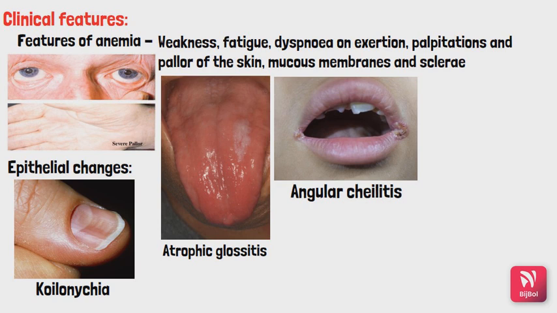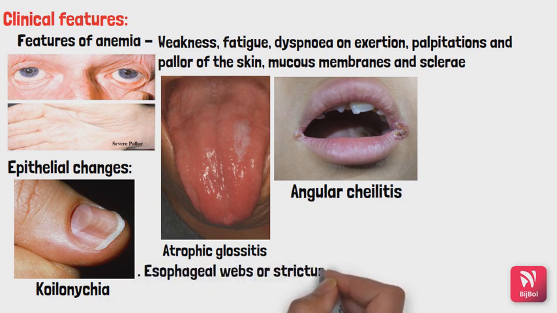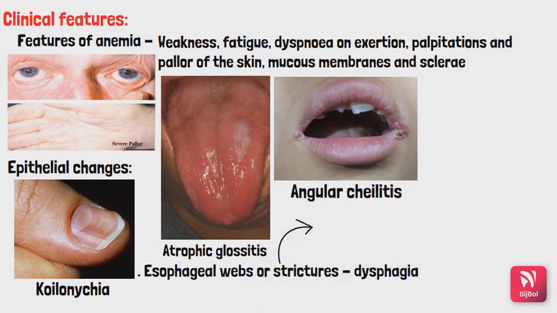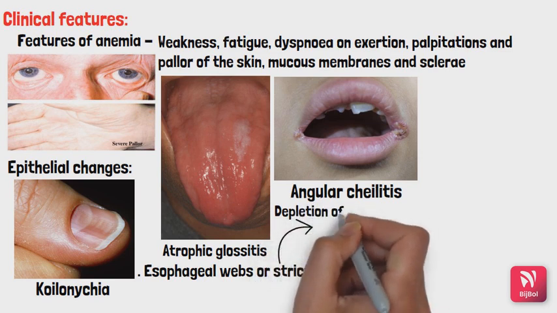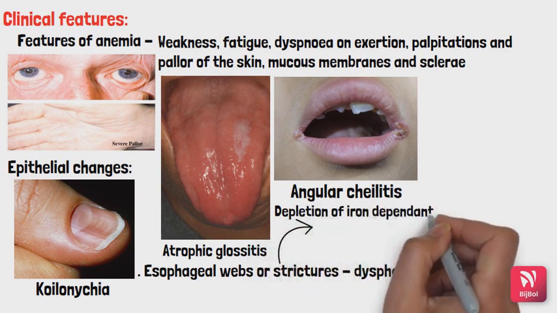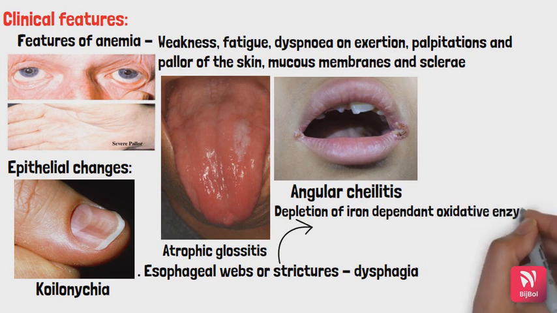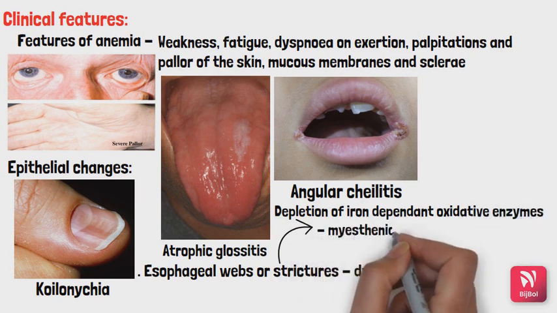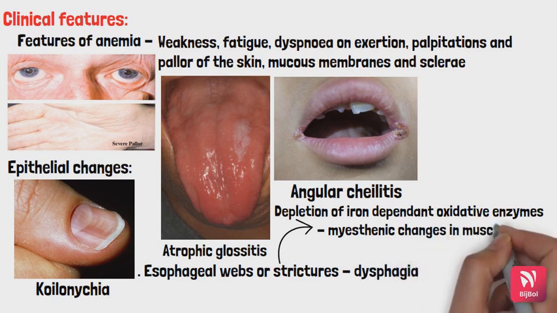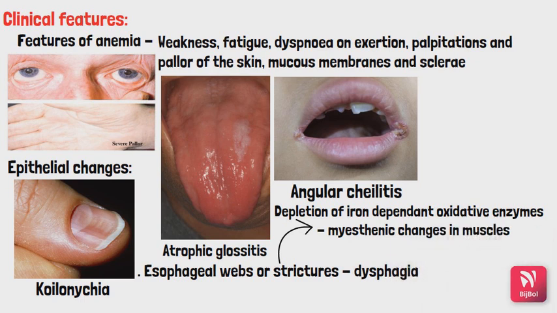Other than these symptoms, there can be esophageal webs or strictures which can result in dysphagia, that is difficulty in swallowing. As esophageal webs occur, obviously the difficulty in swallowing will be there. Why there will be these webs or strictures in the esophagus is because, as it is iron deficiency, depletion of iron dependent oxidative enzymes will be there, which are needed for the muscles. As iron is not there, it can result in myasthenic changes in the muscles that results in these strictures within the esophagus that causes dysphagia.